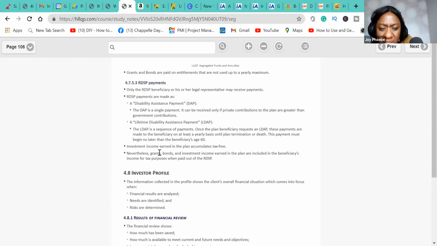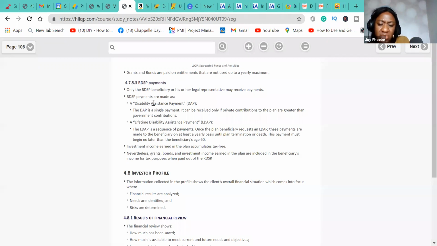Now, this LDAP is a sequence of payments, and once the beneficiary requests an LDAP, these payments are made to the beneficiary at least on a yearly basis until plan termination or death. This payment must begin no later than the beneficiary's age 60.